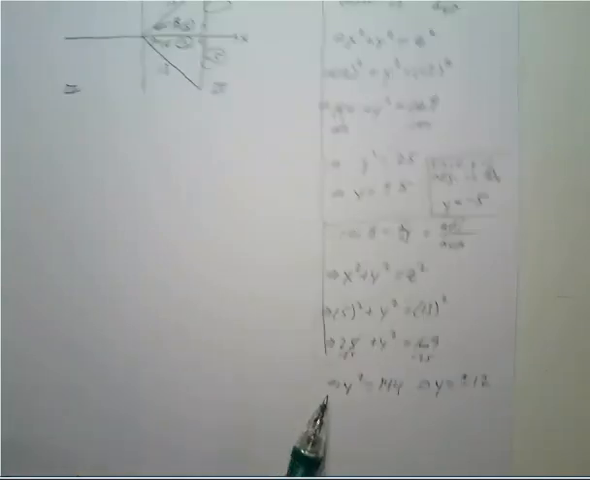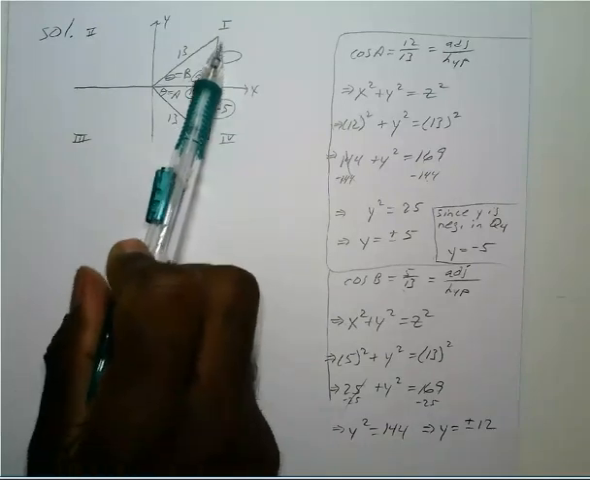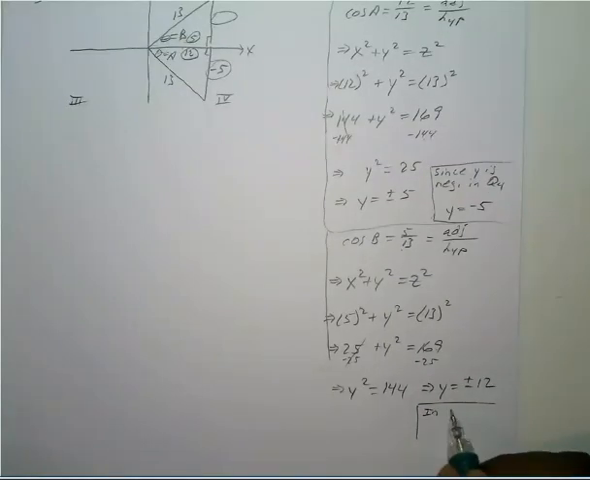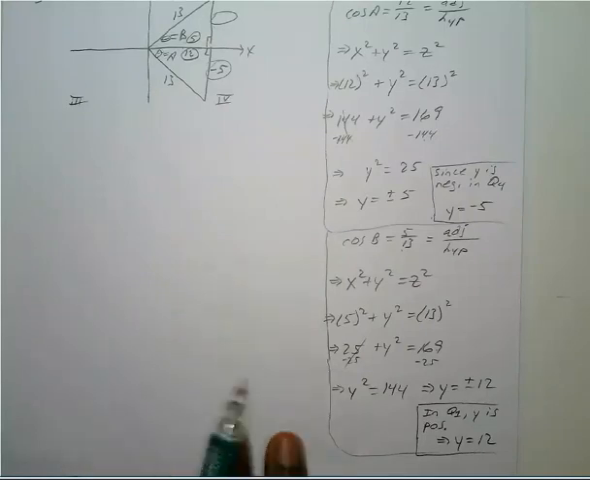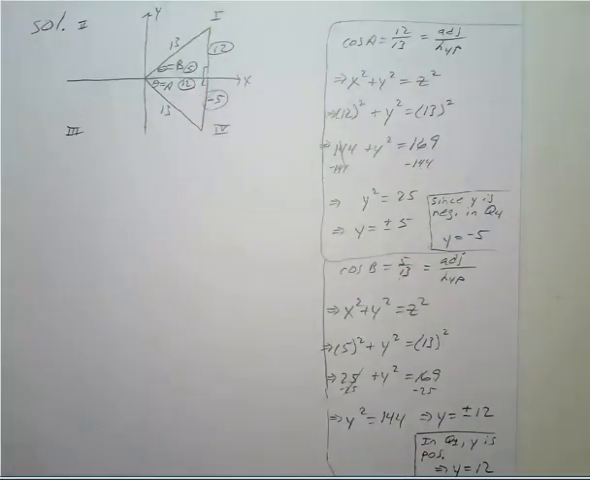Okay, now which one depends on the quadrant again. We see in quadrant 1, your y is positive. So we know that in quadrant 1, y is positive. That means that y is equal to positive 12. Okay, so we know that this y is equal to positive 12.